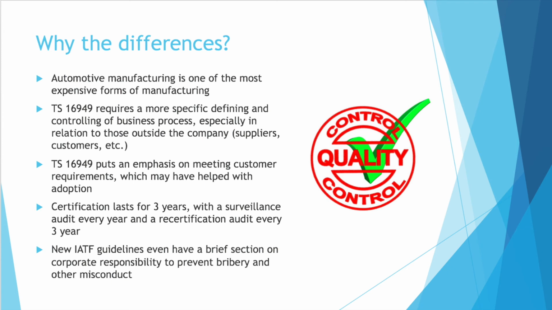Because of this cost, you need a more specific defining and controlling of these business and manufacturing processes, especially in relation to the outside of the company, your suppliers, your customers. In automotive manufacturing, there are these long chains. A part could go through 7 different companies before it ends up in a car. So TS 16949 really focuses on making sure you're controlling that entire supply chain.